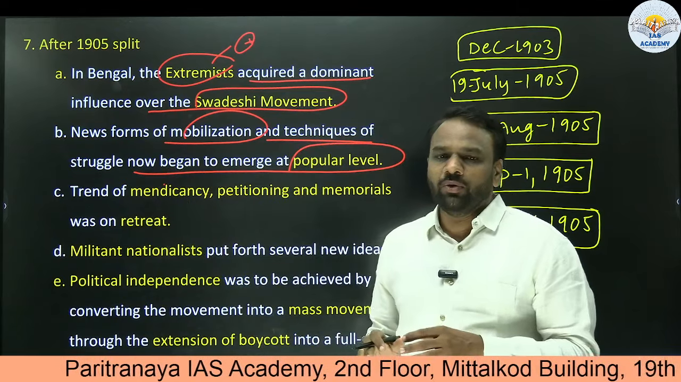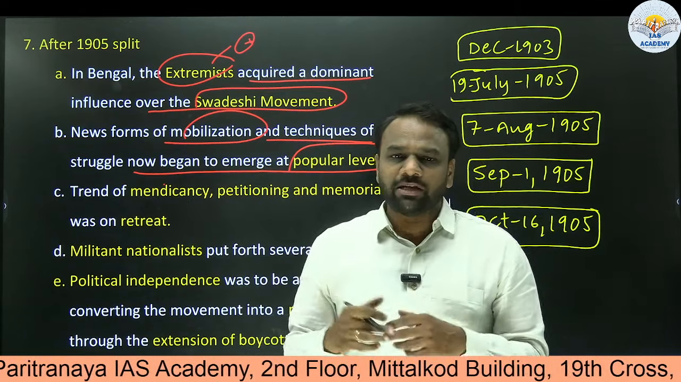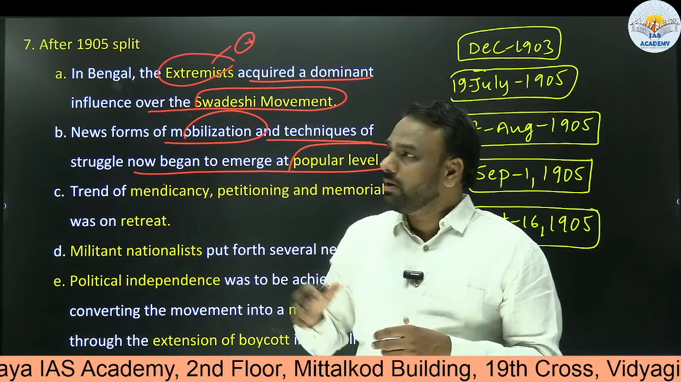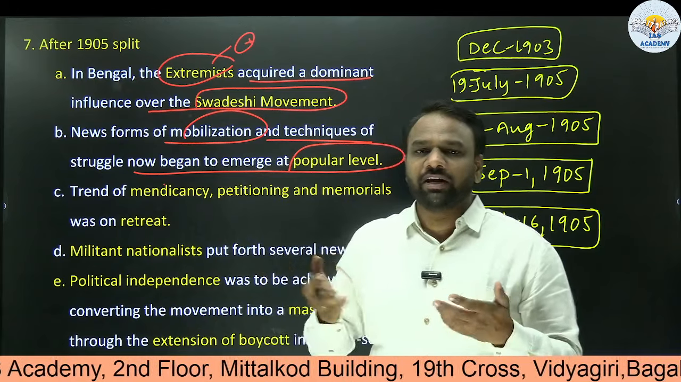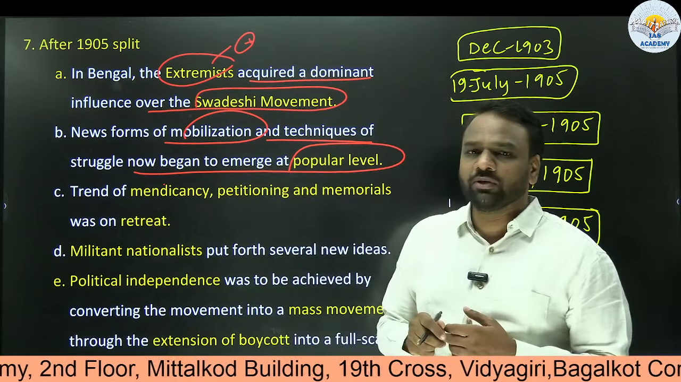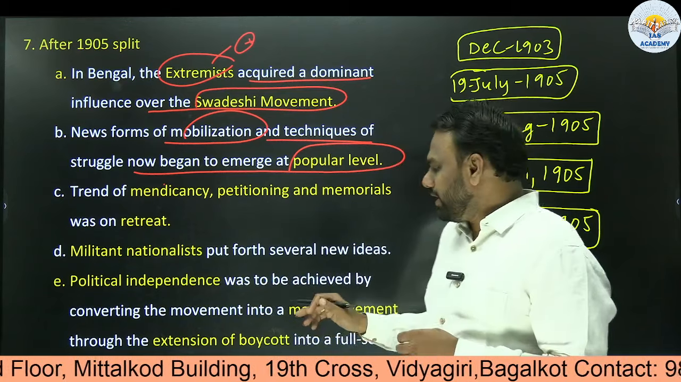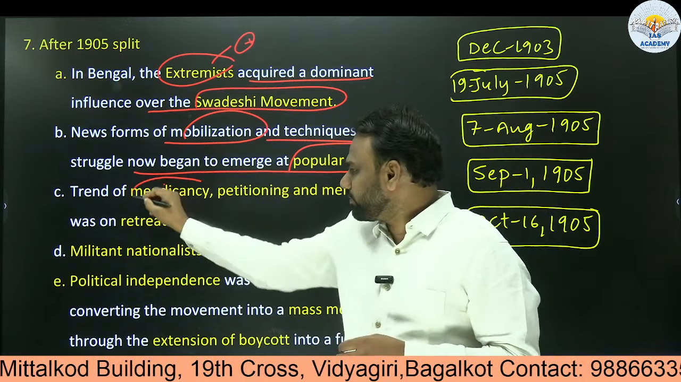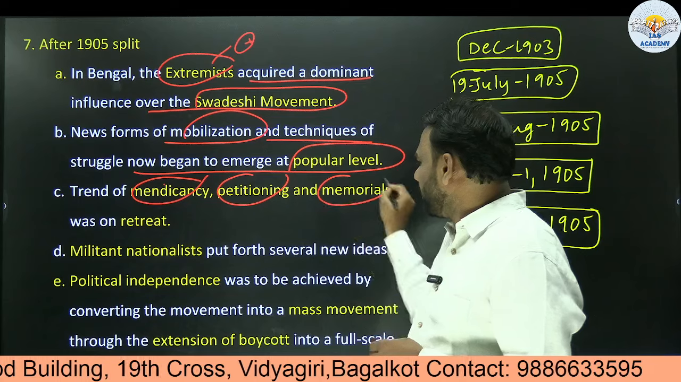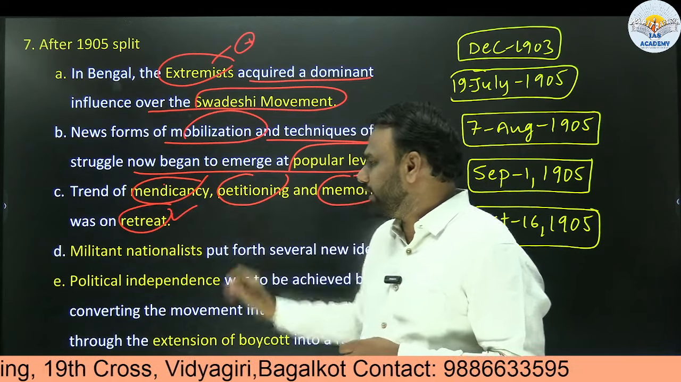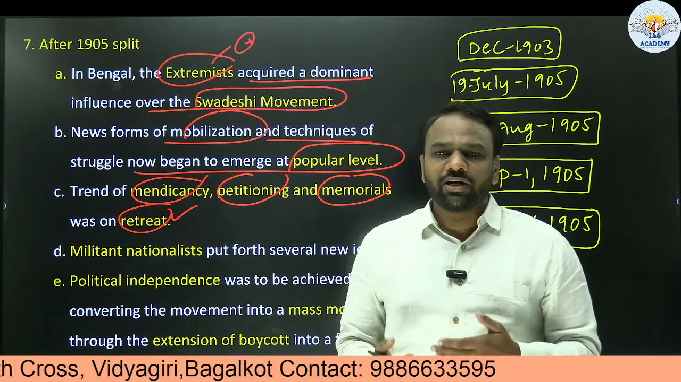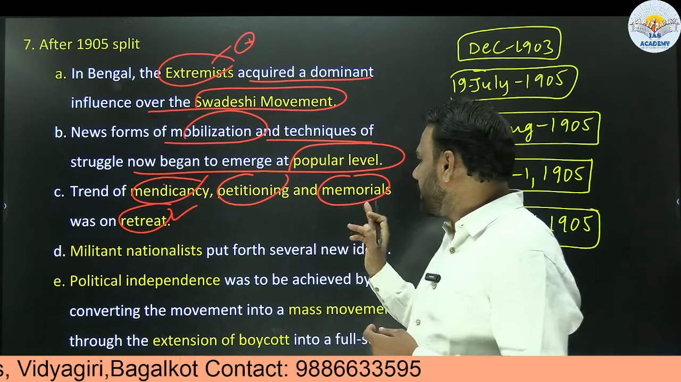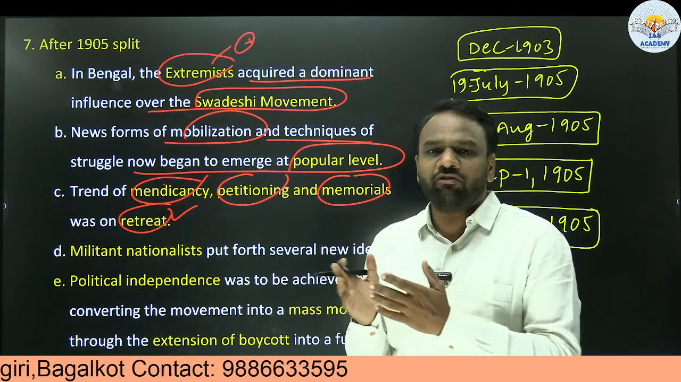Until now, there were a few techniques of mobilizing people and disseminating the information. But now different, creative ways started, and we'll be looking at those creative ways later on. Next, the trend of mendicancy, petitioning and memorials was on retreat. Until now, moderates used the technique of mendicancy, petitioning and memorials. Mendicancy means it's a kind of begging, we can say.